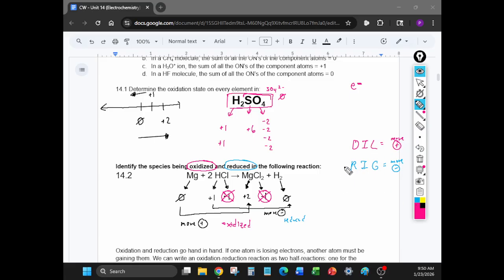That means that hydrogen was reduced. Okay, so if we were to write this out, we would say magnesium is oxidized and hydrogen is reduced in this reaction. Okay, the key thing that you should notice from here is that oxidation and reduction go hand in hand. You can't have one happen without the other. So if one substance is oxidized, that means in the reaction, another one of the substances has to be reduced.